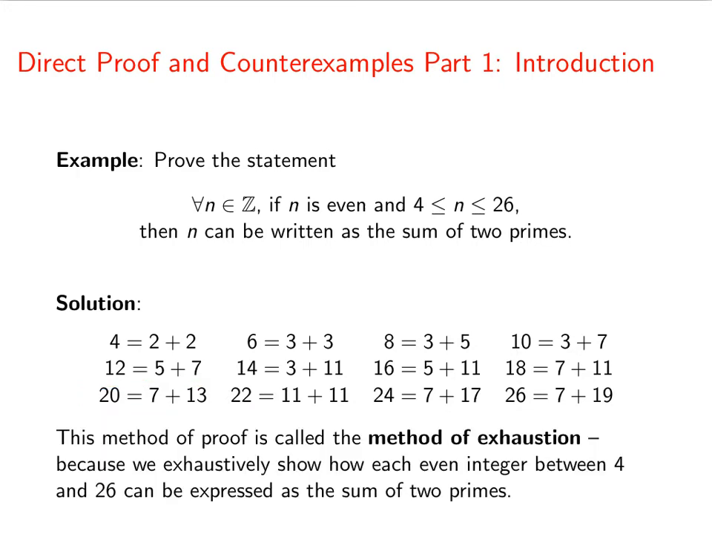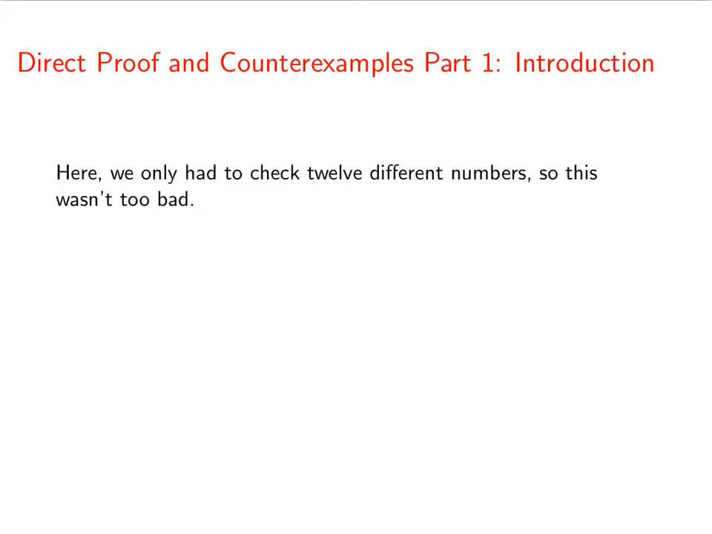Now this method of proof is called the method of exhaustion. We just list each integer that we're interested in and show for each one specifically how to do what we're interested in. Now we only have to check 12 different numbers, so this is not too bad.